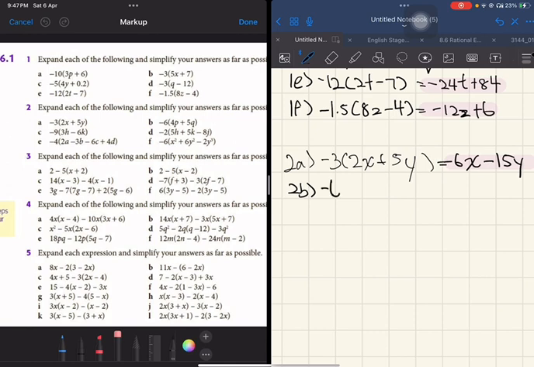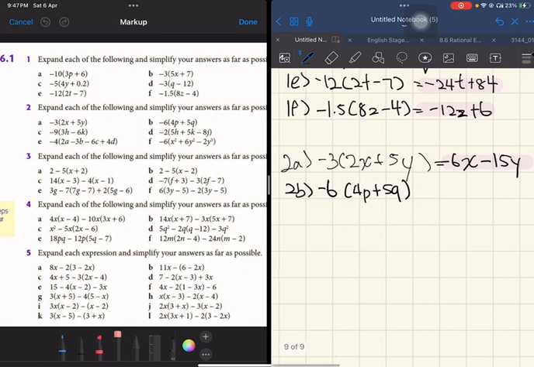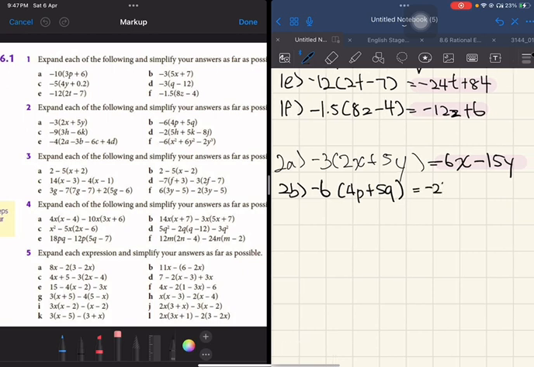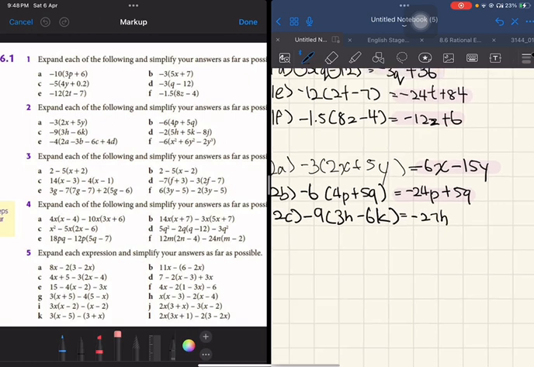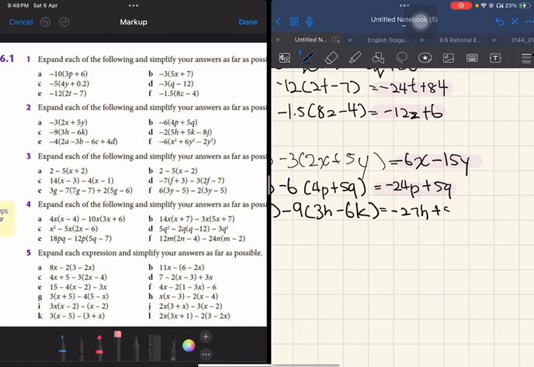2b: negative 6(4p + 5q). Negative 6 times 4p, you're going to get negative 24p. Negative 6 times positive 5q, you're going to be getting negative 30q. Okay? And then next, 2c: negative 9(3h subtracted by 6k). Negative 9 times 3h, you're going to get negative 27h. Negative times negative is positive, so you're going to get positive 54k. Okay, still can't simplify it.